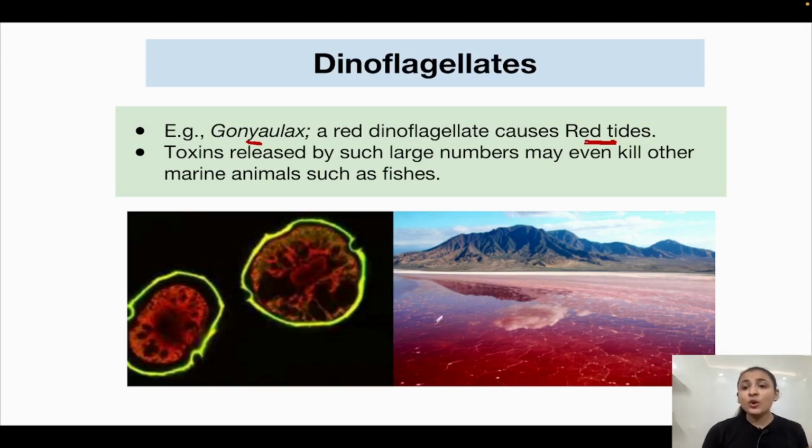This phenomenon we also call red tides. And when these large numbers of dinoflagellates grow together, they also release certain toxins that can kill other marine animals. For example, fishes can die when these dinoflagellates grow in such large amounts, because they release certain toxins which can harm other marine animals. So this is also one of the images of Gonyaulax. It is a microscopic view, you can see the red pigment present in it.